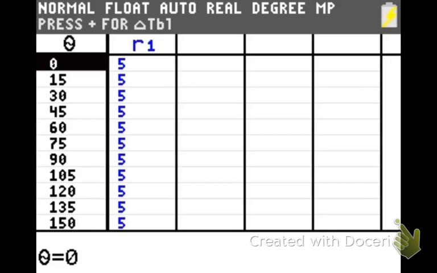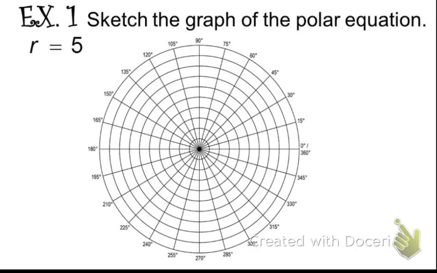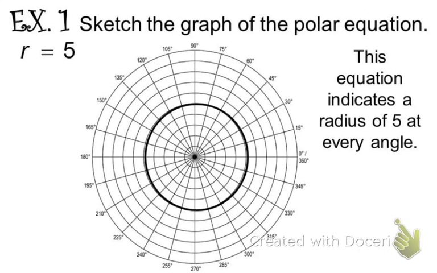Okay, so let's look at some examples and see how these graph. So the first one, number 1, is r equals 5, which we just put in our calculator. When you're graphing this on a polar graph, r equals 5 means that at every angle, the radius is 5. So you can put points out there on the 5th circle at every angle, and that would give you your circle.